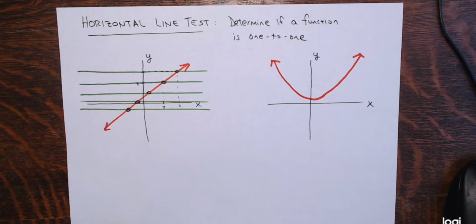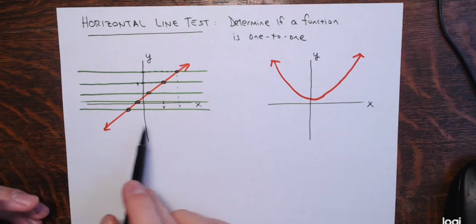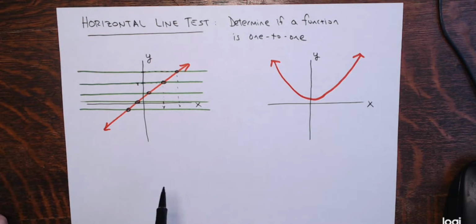Right, it hits the graph once. So I'll say there will be some graphs of one-to-one functions where there are horizontal lines that don't hit the graph at all. Right? But here's the first part.